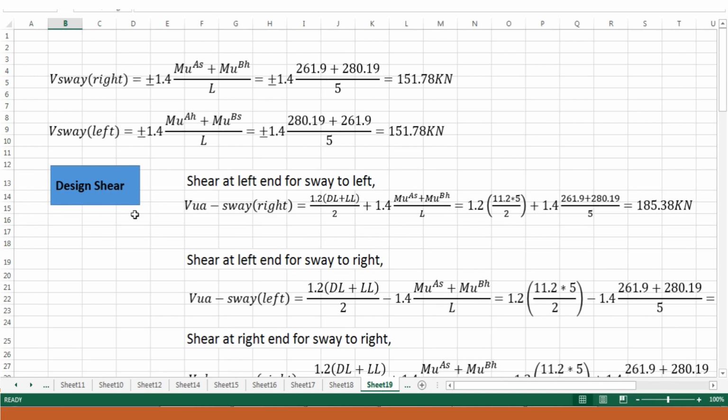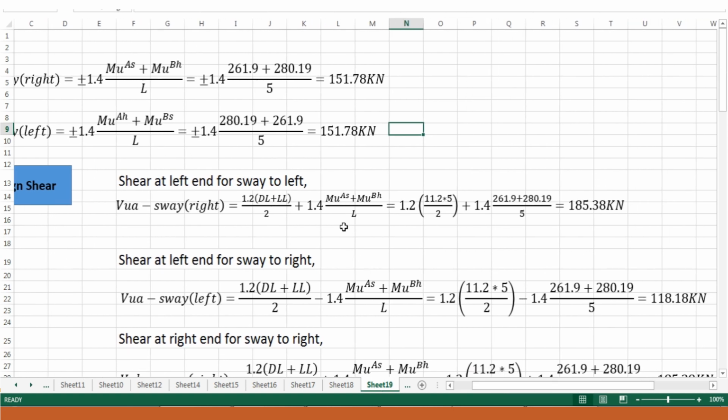Thereby, what we need to do is that we need to design this beam for shear. So V sway towards the right is plus minus 1.4 (MuAS plus MuBH) by L. Now we know the value of MuAS is 261.9. We know the value of MuBH, it's 280.19. The value of L is 5 meters. Thereby we get this value 151.78. In the like terms, we get V sway towards the left equal to 151.78.